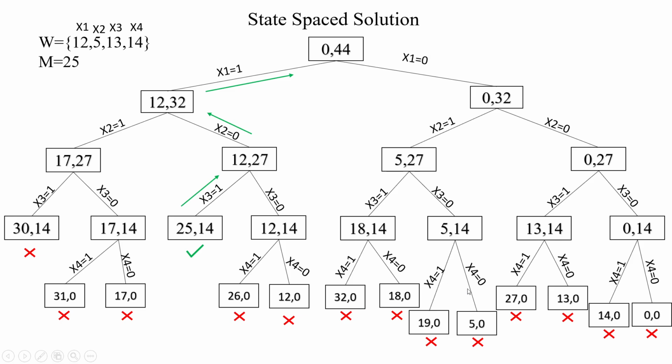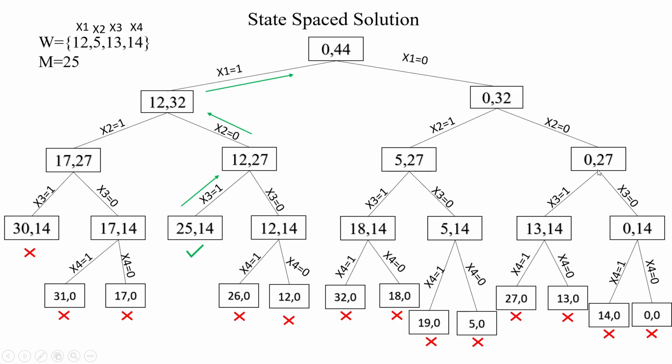We have tried by not including the fourth weight, not including the third weight and including the second weight. We will reach here. From this node we will check by not including the second weight, which is 5. By not including the second weight we will have 0 as 0 and 5 will be removed from this 32 and it will be 27. From this node we will check by including the third weight.